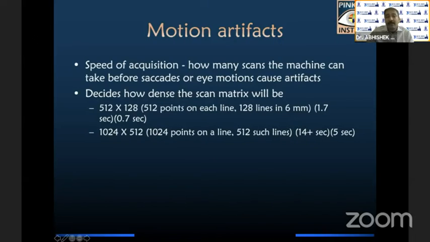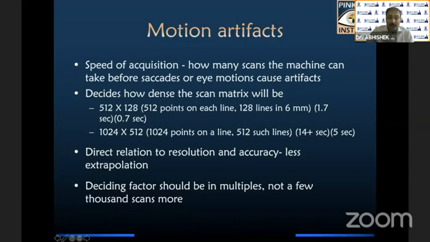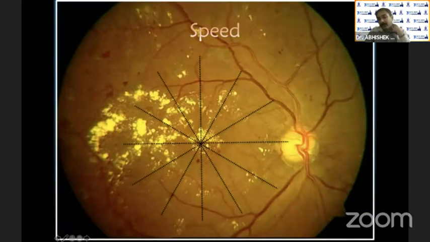So a routine machine, a Zeiss scan takes 1.7 seconds. If you go for the highest machines available now, it takes 0.7 seconds. But if you're going to increase the density, if you want more information, it is going to take 14 seconds. Now, nobody can hold an eye still for 14 seconds. And this directly degrades the resolution and the accuracy of your scan. So this is what I wanted to show.